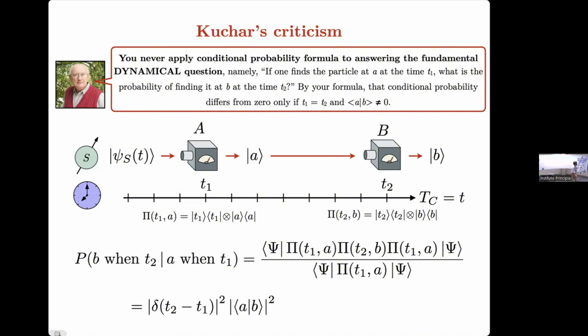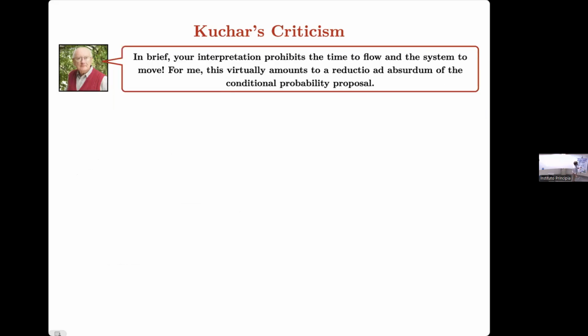And if you go through the algebra, I won't bore you with it, you get a square of the delta function here. This is only non-zero, and it diverges, when t2 is equal to t1. But the important point is that it's not equal to the propagator between A and B. That is what you would normally expect, namely U of S, the unitary generated by the system Hamiltonian. So then he says, in brief, your interpretation prohibits the time to flow and the system to move. For me, this virtually amounts to a reductio ad absurdum of the conditional probability proposal.